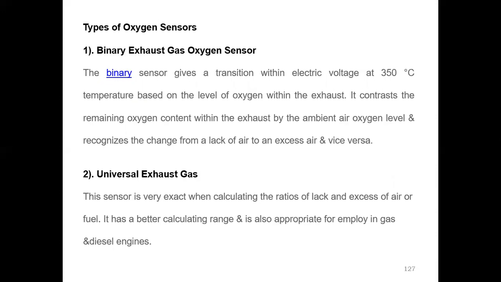There are different types of oxygen sensor, that is, the binary exhaust oxygen sensor and the universal exhaust gas oxygen sensor. The binary sensor gives a transition in electrical voltage at 350 degrees Celsius, based on the level of oxygen in the exhaust. It compares the remaining oxygen content in the exhaust. This sensor is very exact when calculating the ratios of lack and excess of air or fuel. It has a better calculating range and is also appropriate for gas and diesel engines.